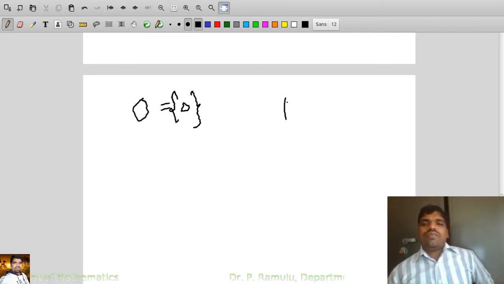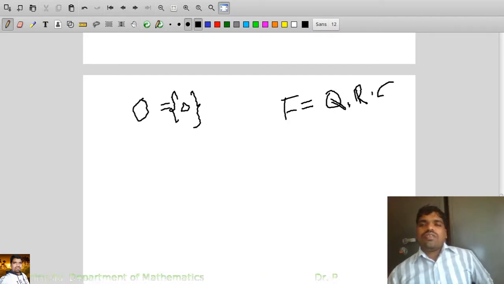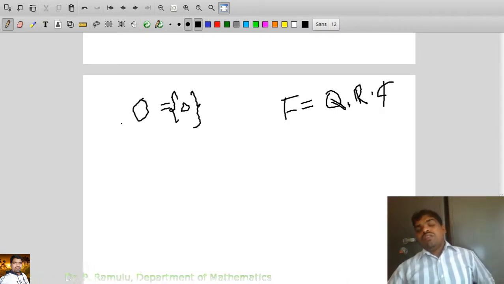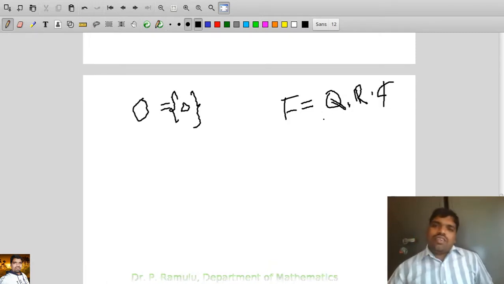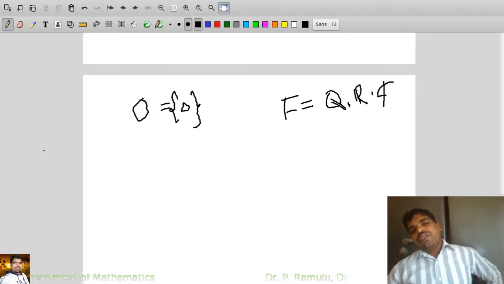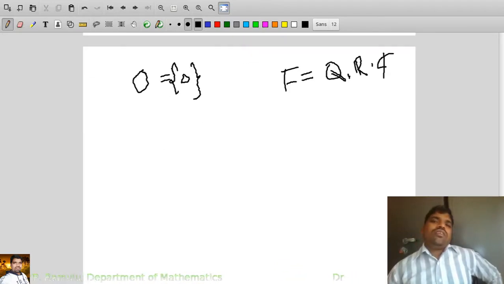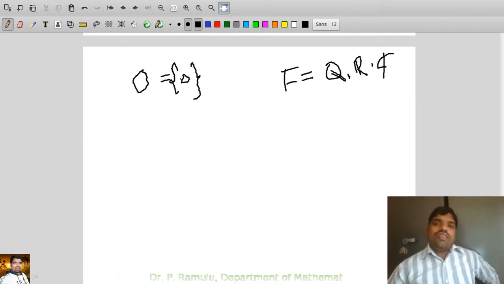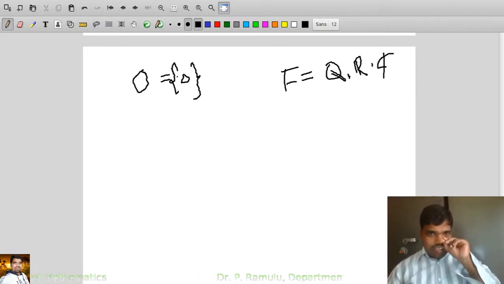So my field is F, so that equal to, you may take Q or R fields, and taking that equal to that singleton 0 comma 1 also. If I take 0, what can I verify? I want to verify this is a vector space over the field, right?